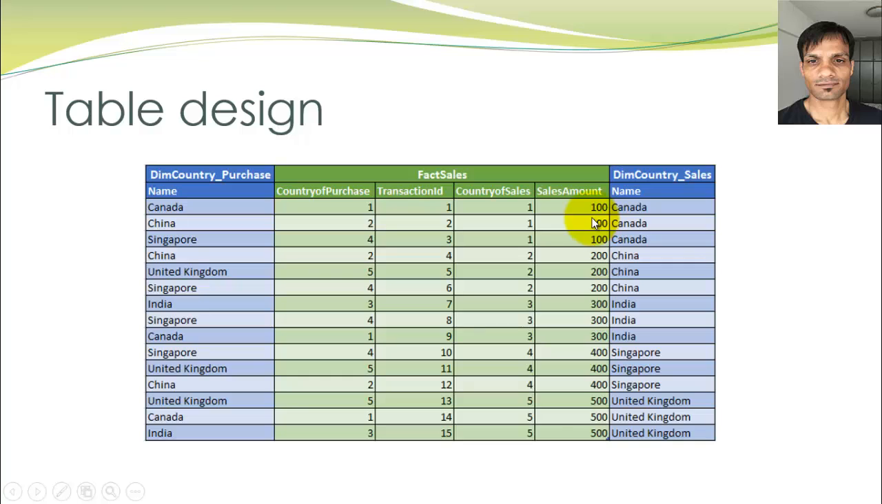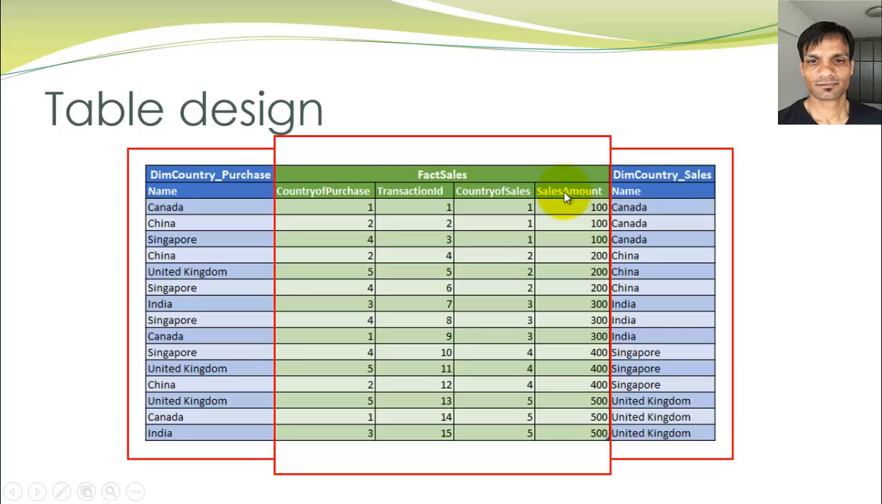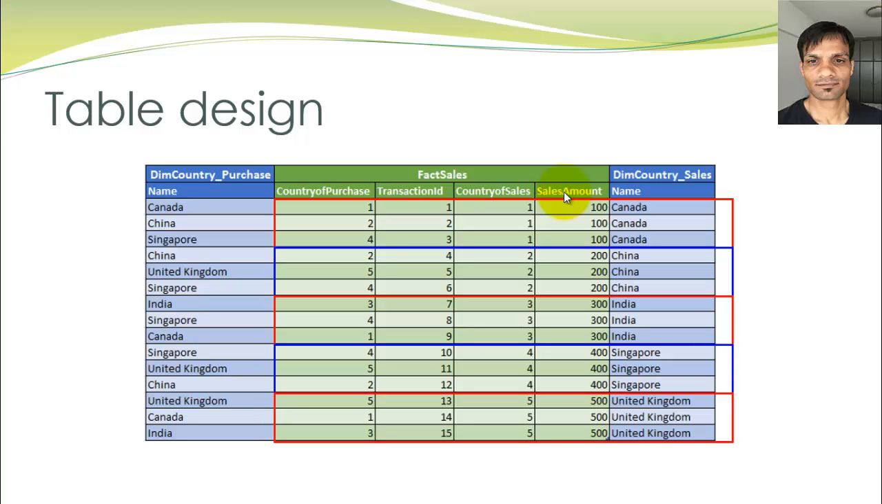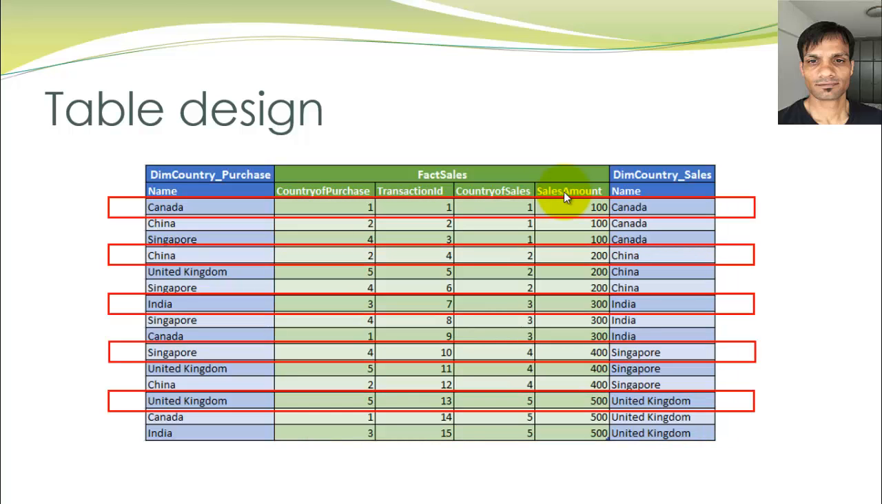On this slide you can see data from the fact table along with country of sales and country of purchase. As I said, I inserted 3 records for each country of sales. And for each country of sales, there is one record in the fact table where country of purchase is same as country of sales. We will use this information while implementing the data security.